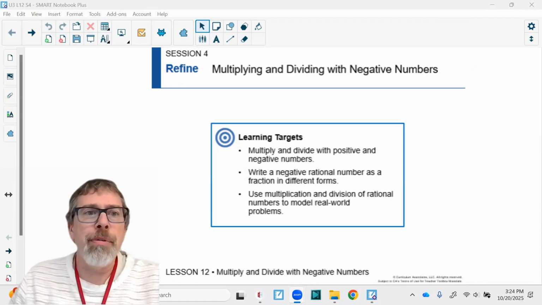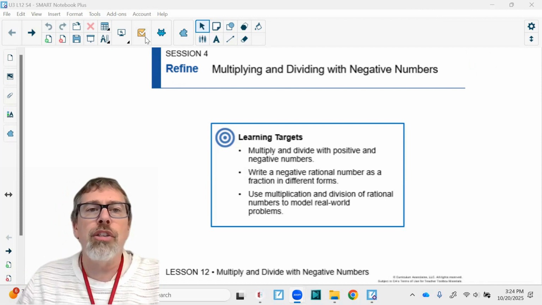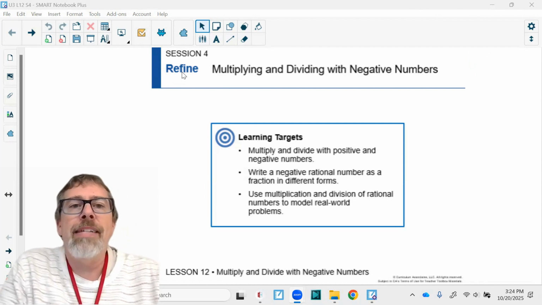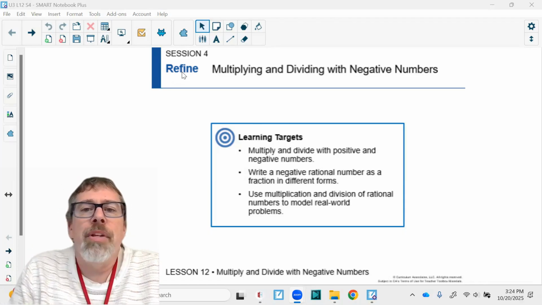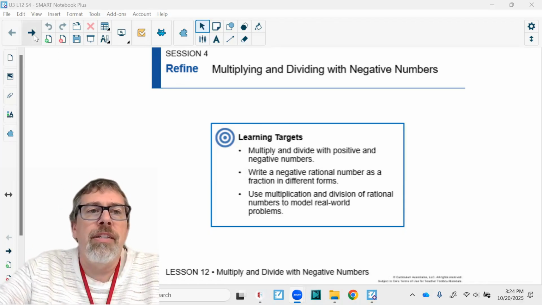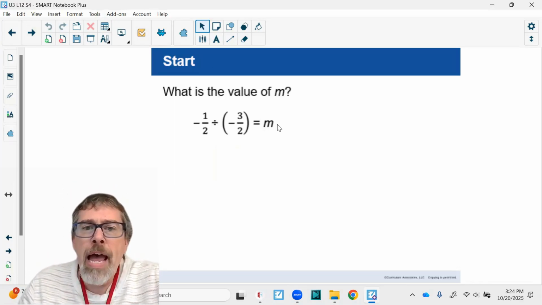Hi there, Mr. Holcomb here with another lesson in pre-algebra. This is Unit 3, Lesson 12, Session 4, rounding out the lesson. Okay, so multiplying and dividing with negative numbers still, learning targets still the same. Let's move on. Start. What is the value of m?